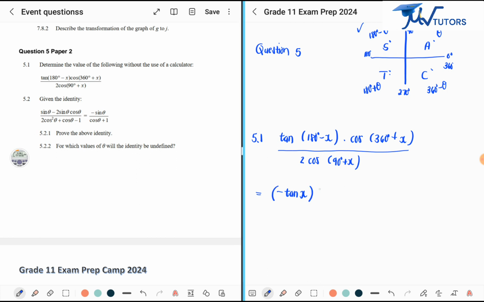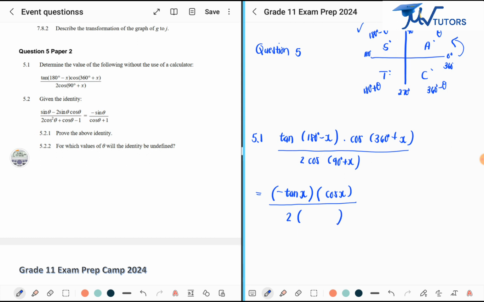All right. Then I'm going to move over to cos. So we have 360 plus x. In the fourth quadrant, we have 360 minus the angle. So now 360 plus an angle makes us move to the first quadrant. And in the first quadrant, we know that cos is positive. Okay, so therefore I'm just going to write cos x. And then we have 2.